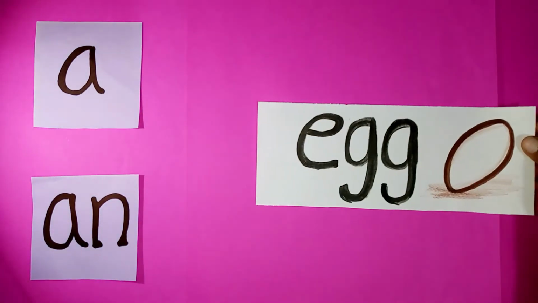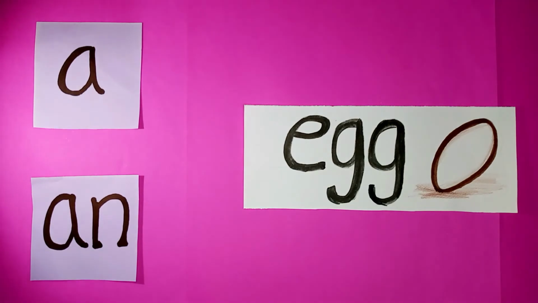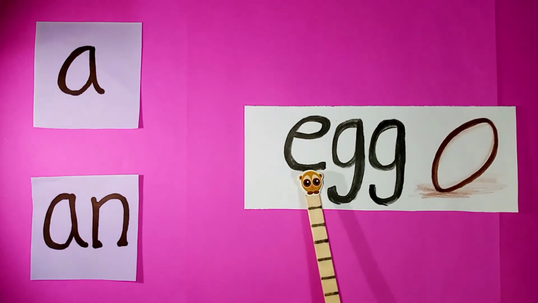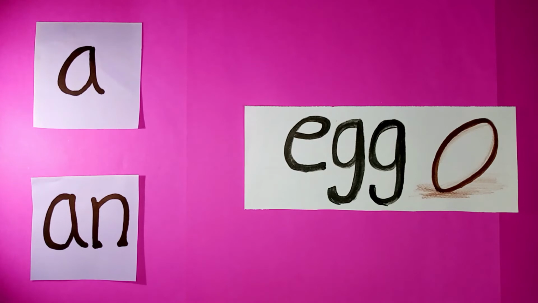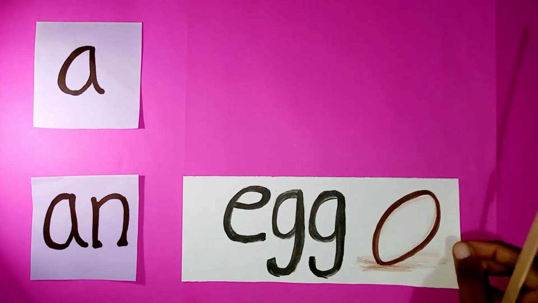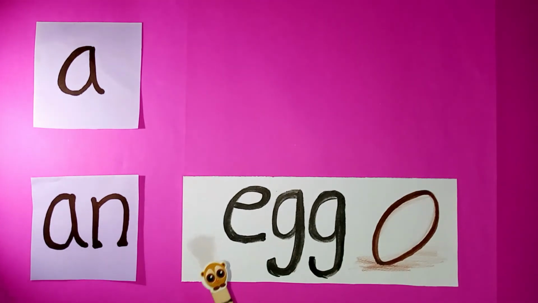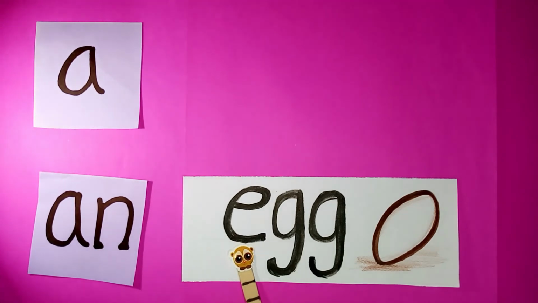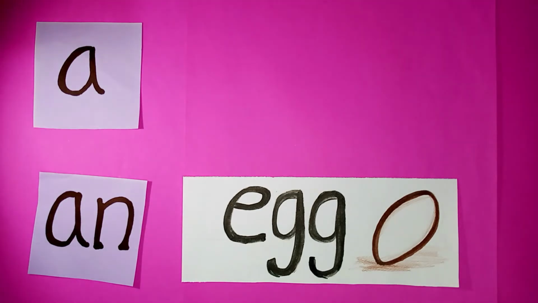Okay. Can you read this word? Egg. Look at the first letter. What is the first letter? E. Is it a vowel or a consonant? What are the vowel letters? A, E, I, O, U. So, we use an egg. An egg. Right? We use an if the word begins with a vowel letter.